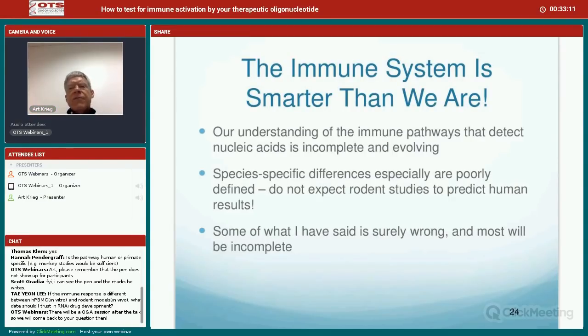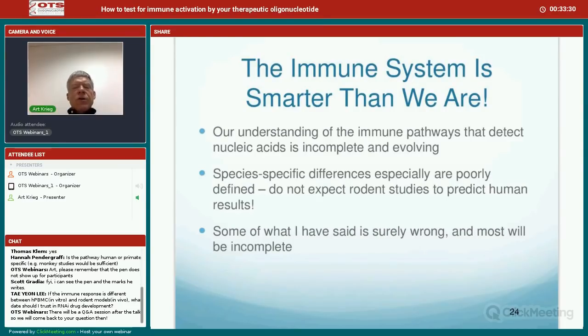We still have a very incomplete understanding of how these pathways work. We're still learning, we're still identifying new pathways and learning how they fit together. There's an awful lot that we just don't know yet. These species-specific differences especially are very incompletely understood.